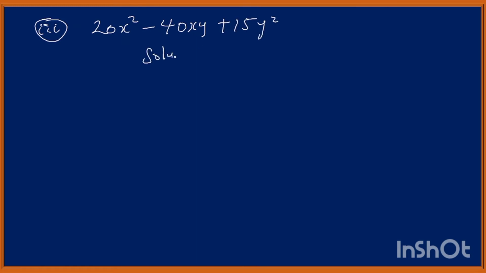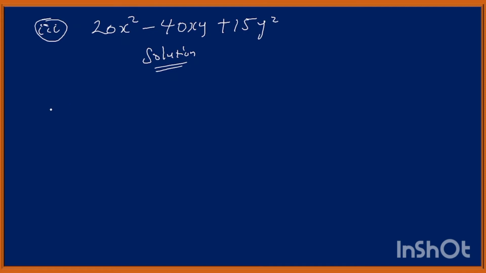So what we have there, I think that should be question number 3 or so, is 20x squared minus 40xy plus 15. Let's do this together. Solution. This is going to take a lot of space.